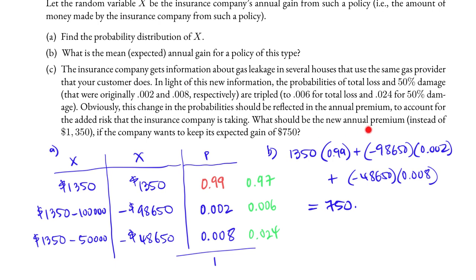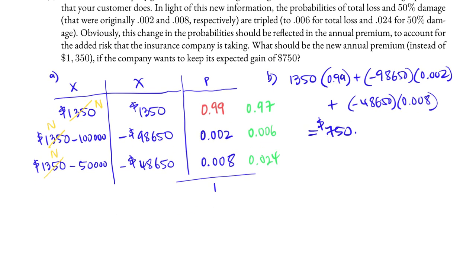What should be the new annual premium instead of $1,350 if the company wants to keep the expected gain of $750? In this case, we have to find what would be the adjusted premium. We don't know what it is, so we let this new premium be N. And so we will replace $1,350 with N. And if we do that, we would have the following equation. This time, since we do not have the premium amount, we cannot use the information from the second column. We will start with N times the corresponding probability, 0.97.